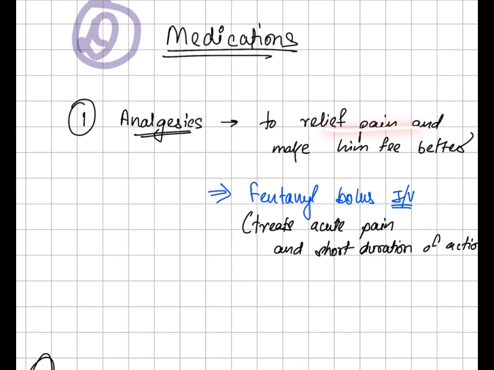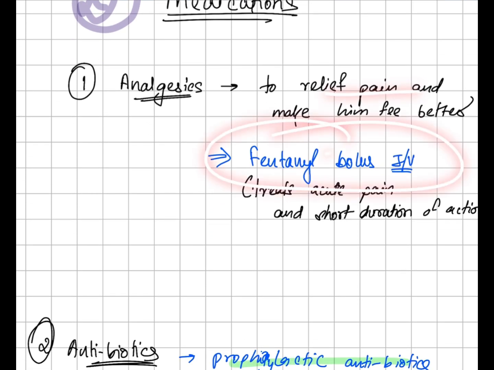To relieve the pain, you can give a fentanyl bolus IV, intravenous. Remember why IV? Because the patient already has loss of appetite, and nothing must go through the mouth. Fentanyl bolus is given IV, treats acute pain, and is given because it has a short duration of action. We don't need it for long. Now we will relieve the pain, then do the surgery.